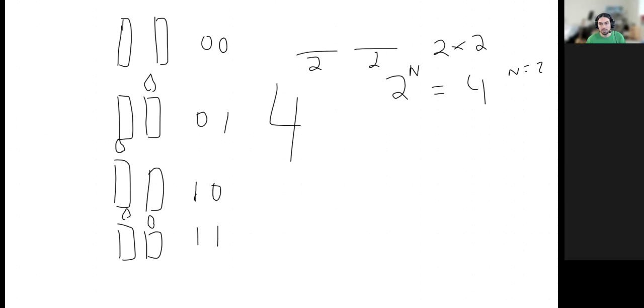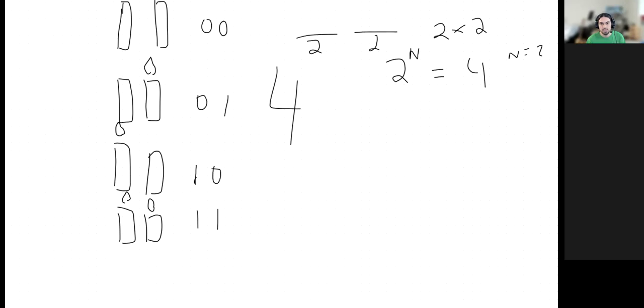But these are binary. What about base 10? For base 10, since we have four values possible, we can only store 0, 1, 2, and 3, right? If you were to associate 0 with 0 0, 1 with 0 1, 2 with 1 0, and 3 with 1 1. But if you add more candles, you can accommodate more numbers.